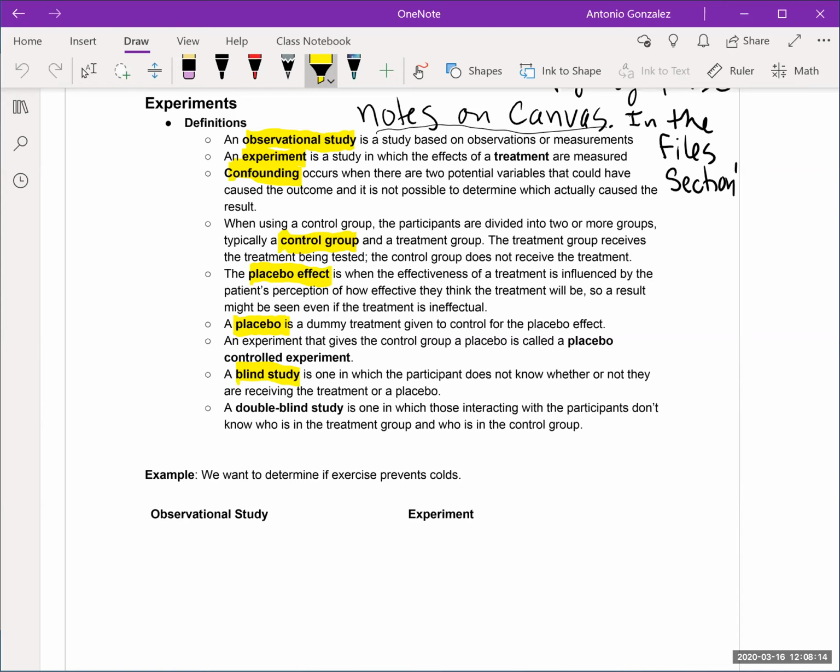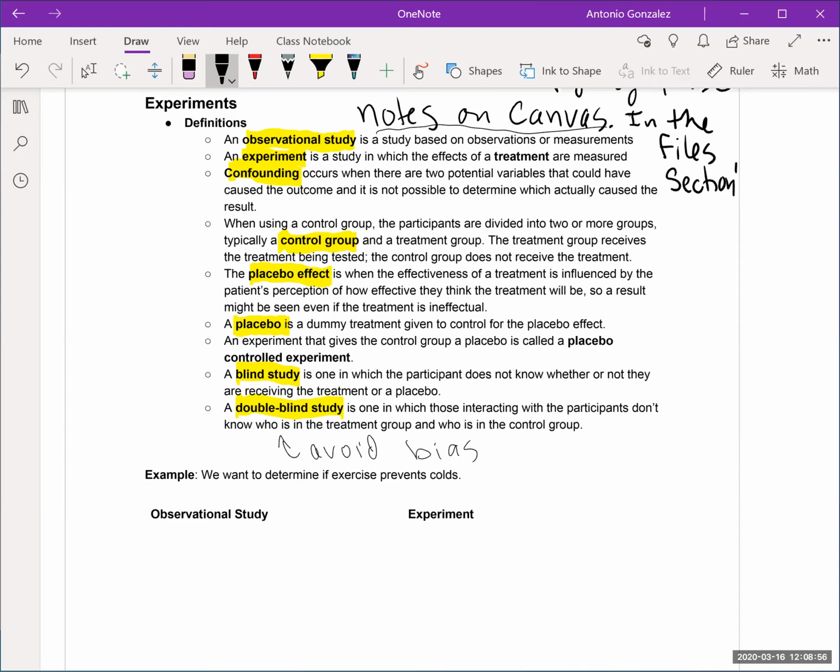Now, a double-blind study is one in which those interacting with the participants don't know either. So the researchers, in some cases, don't even know if they're dealing with the placebo group or not. The reason for this is to avoid bias. If the pharmaceutical company has an interest in the medicine being effective, the researchers might get influenced by that. So sometimes they're not even told whether they're dealing with the placebo group or not.